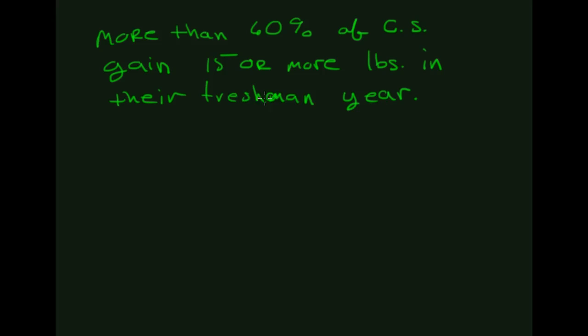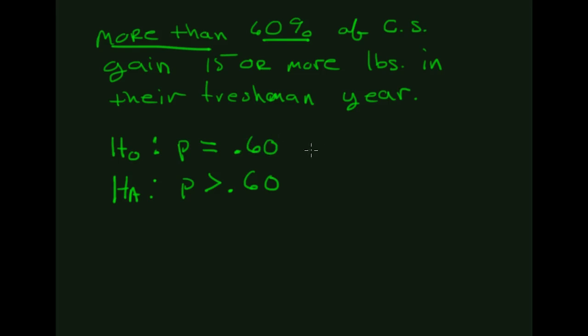Okay, so this is a statement of inequality. The proportion is more than 60%. So this is going to be my alternate hypothesis. My alternate hypothesis is that the proportion is above 60%. My null hypothesis is going to be the statement of equality that relates to that. So it's going to be P is 60%.